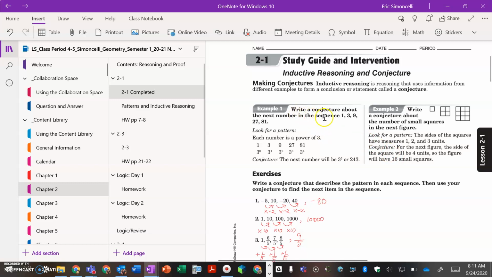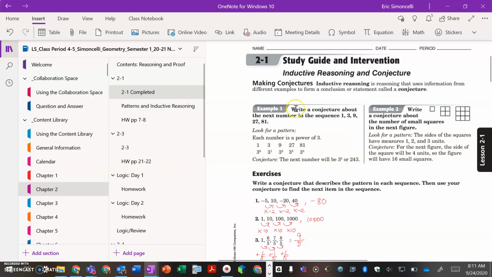Example 1. Write a conjecture or an educated guess about the next number in the sequence 1, 3, 9, 27, 81. So here what we're going to do is look for the pattern. As you can see, from one number to the next, it appears that each number is a power of 3. In other words, 3 to the 0, that's 1. 3 to the first, 3. 3 to the second, 9. 3 to the third, 27. 3 to the fourth, 81. So the conjecture is that the next number will be 3 to the fifth, or 243.